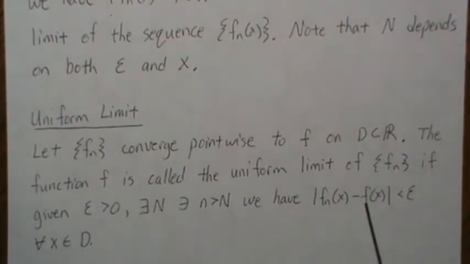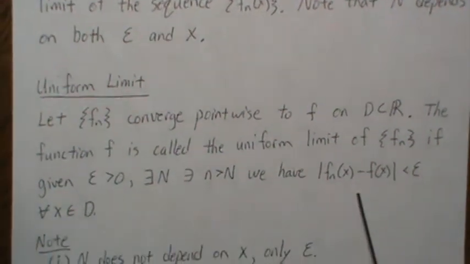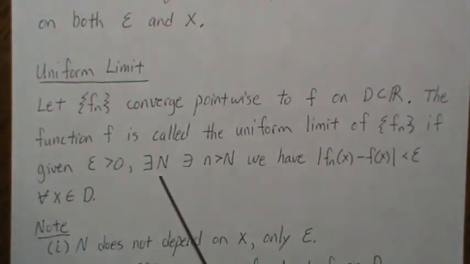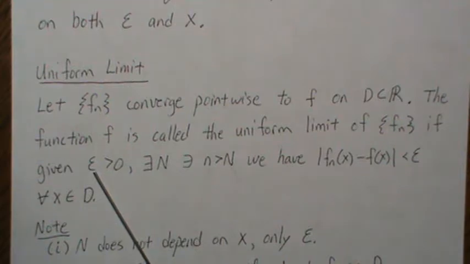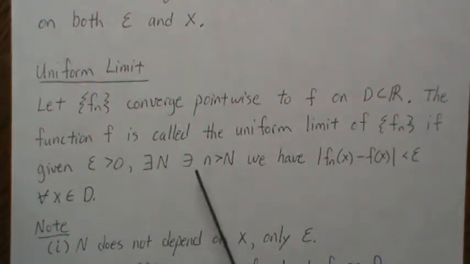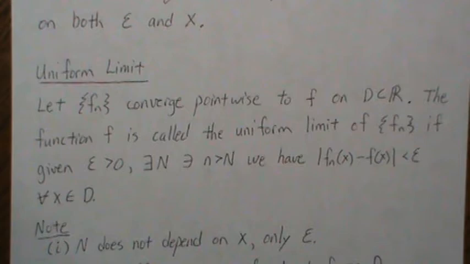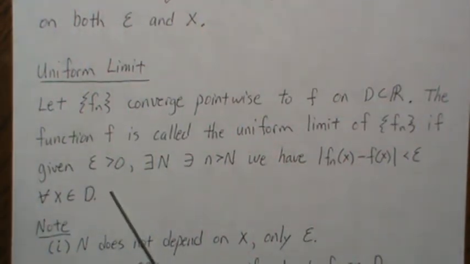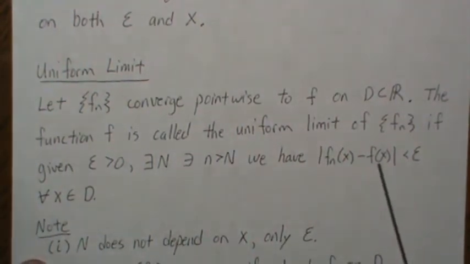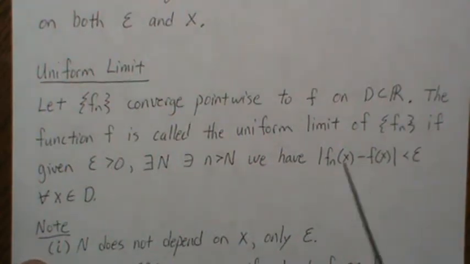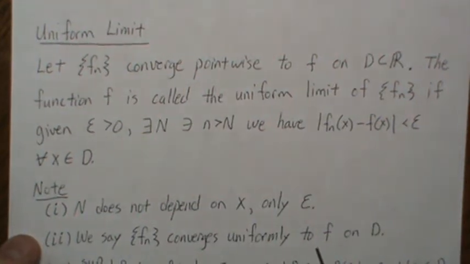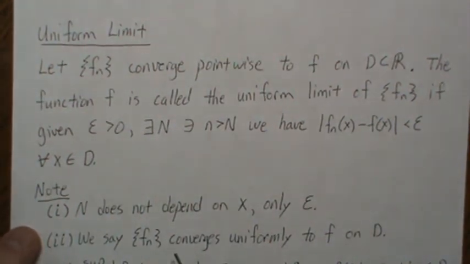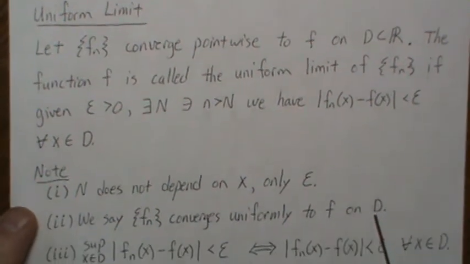Okay, so here's a couple notes. This N right here does not depend upon x, only epsilon. So given epsilon, there exists an N such that they're really close. And this is for every x that we want to pick in the set D. It doesn't matter. They're all really close on every x. We say f of n converges uniformly to f on D. And this is the language we're going to use in upcoming videos.